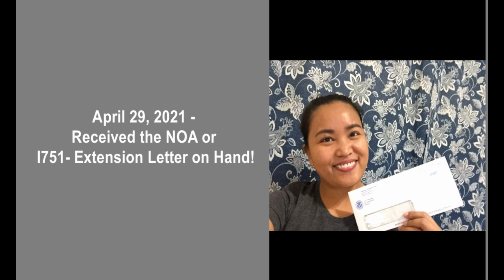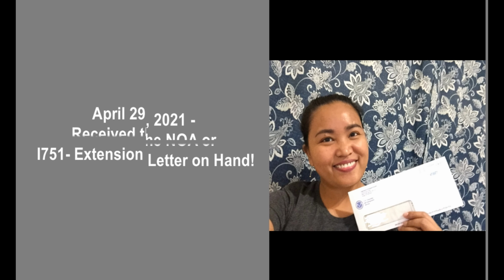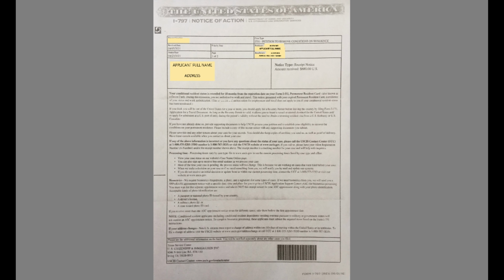And at last, I received the extension letter. So that is about more than 2 weeks. And this is the letter. It has my receipt number, the receipt date, the notice date, and the petitioner name and the beneficiary name. As you can see, the petitioner and the beneficiary name are the same, so that is normal. Okay, and the name of the applicant, the address, and the amount received, $680.